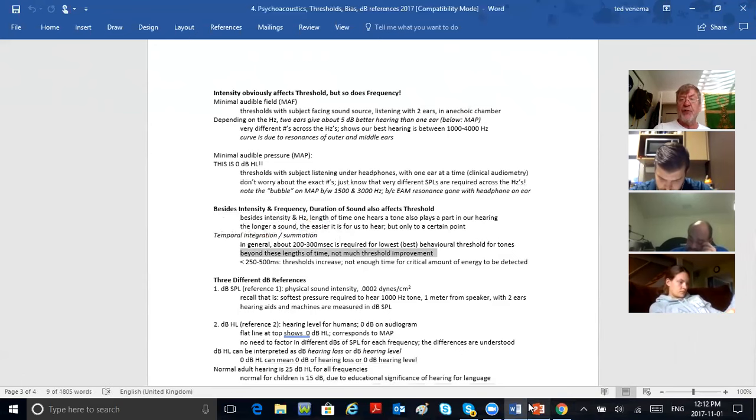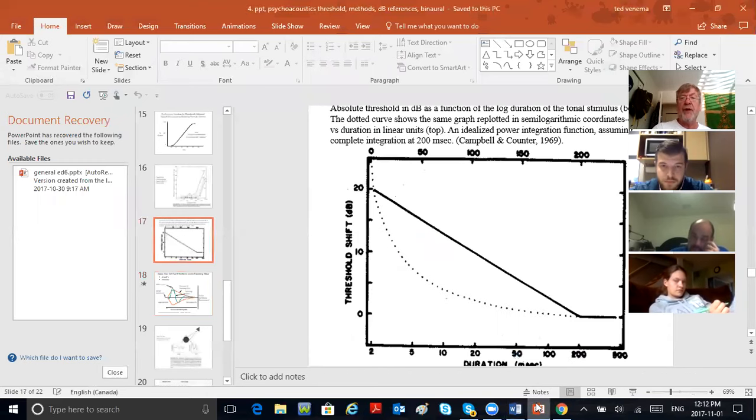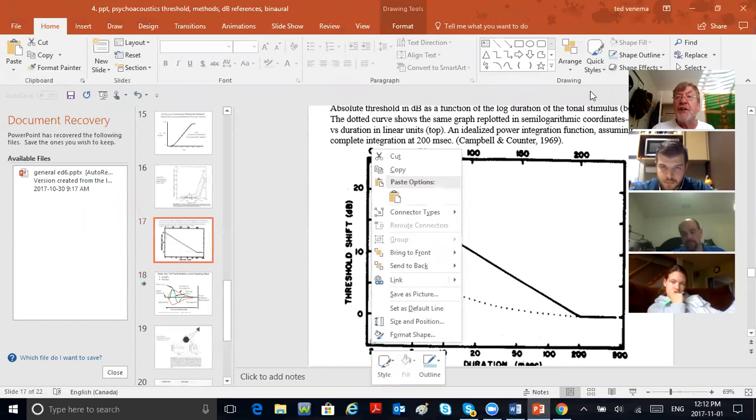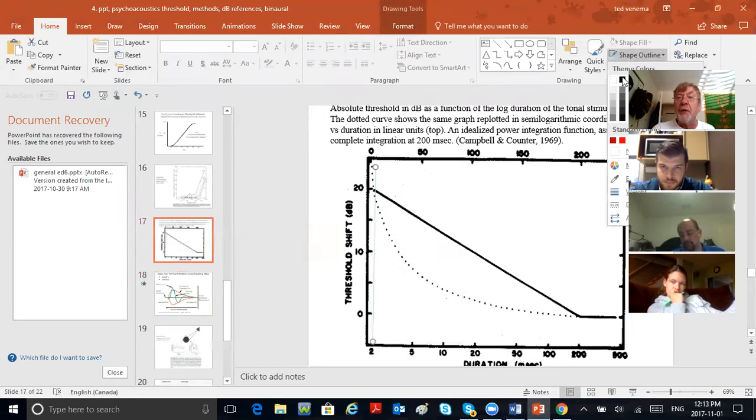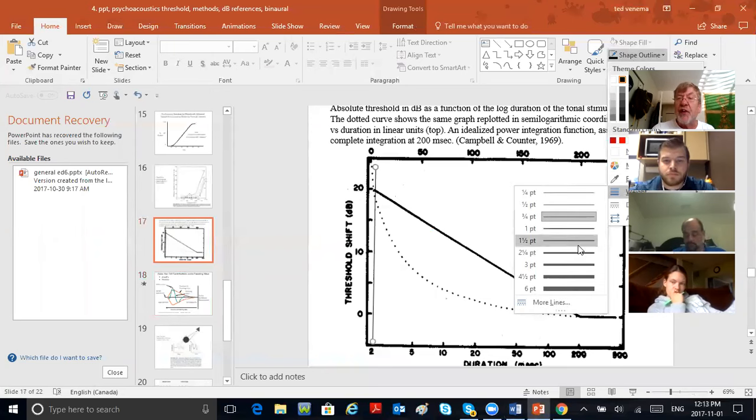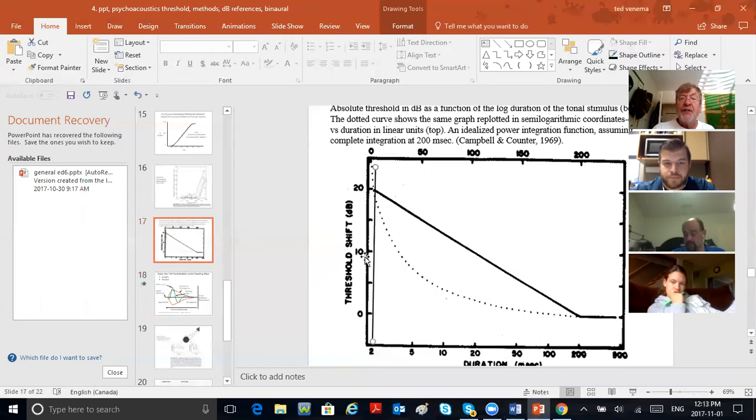And that was shown in this picture here. Not that one, not here, this one. Let's say your threshold is really zero. If I present the tone for 2 milliseconds, I mean, we're talking soft. If I grab this bar here and I draw it right here, and I'm going to paint it in PowerPoint, I'm going to make it black, and I'm going to make it really thick so you can see it just as clearly as ever. Okay, so let's say I present the tone for 2 milliseconds.